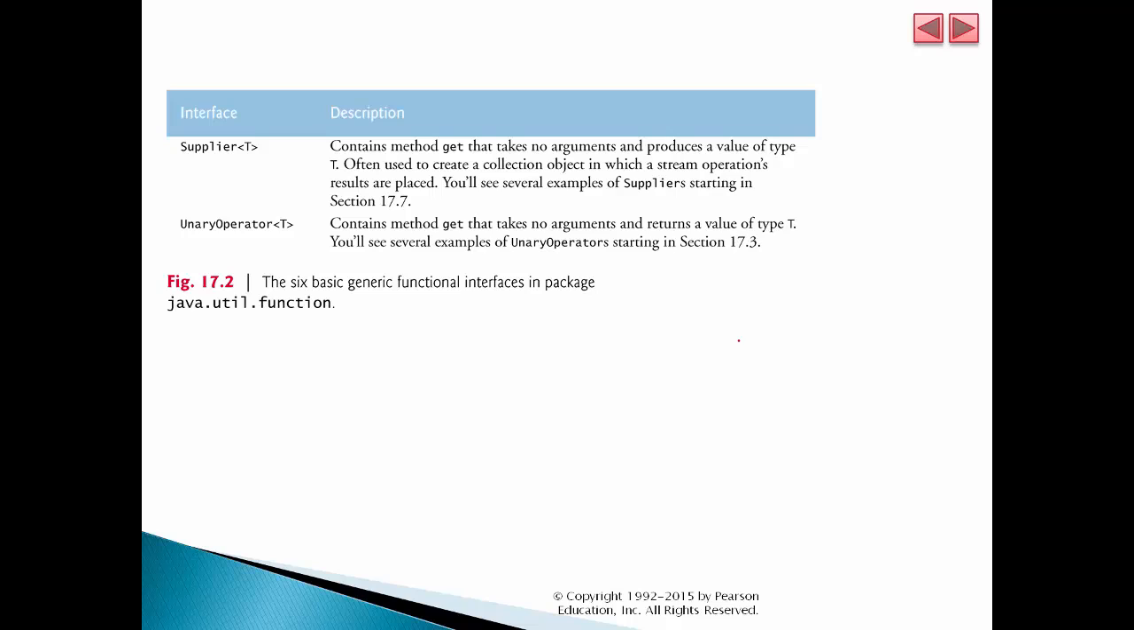And we also have a supplier. Supplier is the opposite of the consumer. It doesn't take any value. It has a get method. Takes no arguments, but it produces a value of a type T. So this get method doesn't take any arguments, no arguments at all. At the end, it produces some value. So that's why it's called a supplier.